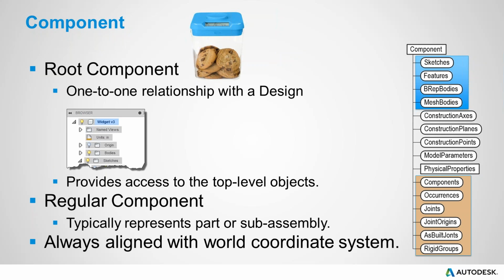And components are always aligned with the world coordinate system. Every component has the same coordinate system, and they all lie on top of each other, where their origin is all at 0, 0, 0. X is in the world X, Y is in the world Y, and Z is in the world Z. So components can't be moved. They always are at that same coordinate system. And you might be thinking, well, I can move a component, but I'll show you that in a second.